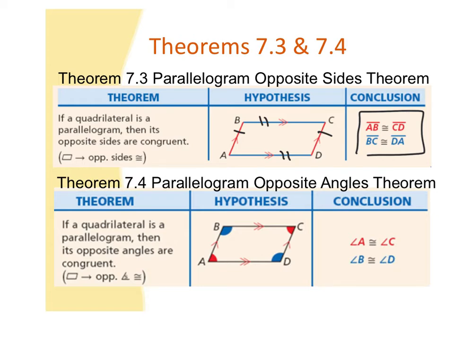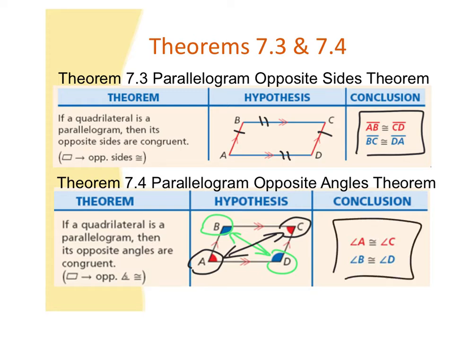The second theorem on here is the parallelogram opposite angles theorem. Same idea. Opposite angles are congruent if it's a parallelogram. So here, A is going to be congruent to C, and then B will be congruent to D. These are opposite angles. And that's what's stated here in the conclusion.